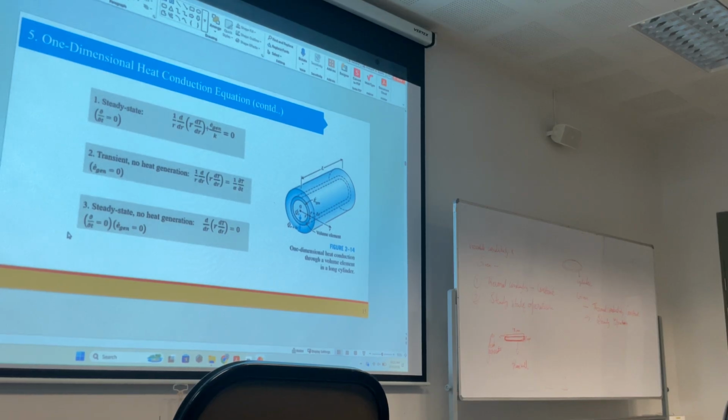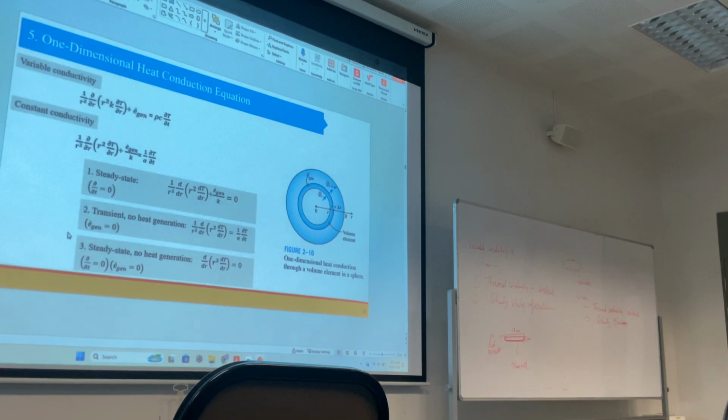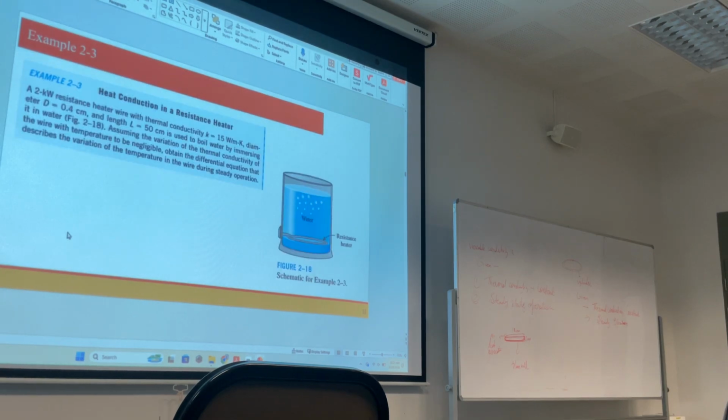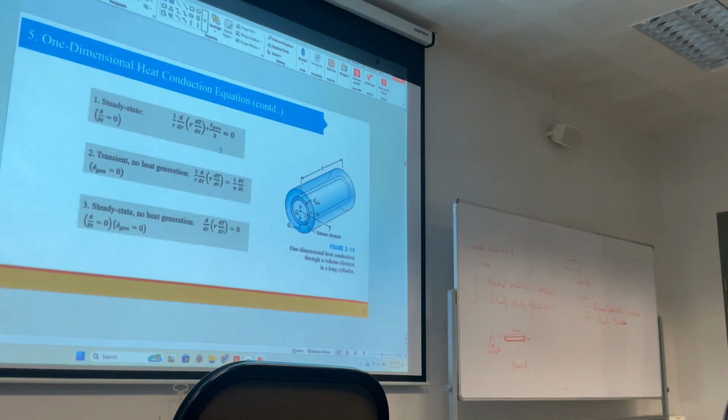Okay? What is it? Okay, there is heat generation. It's given 2 kilowatt resistance heater. Alright? So, this equation.